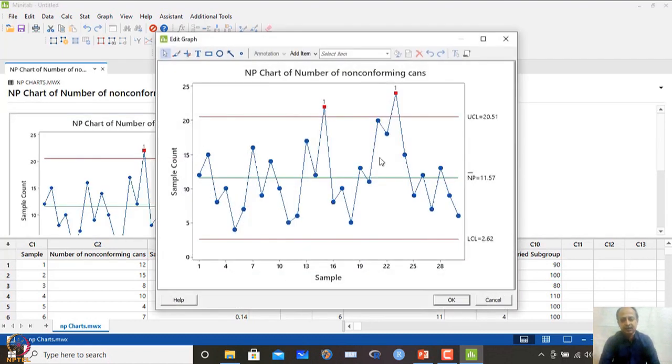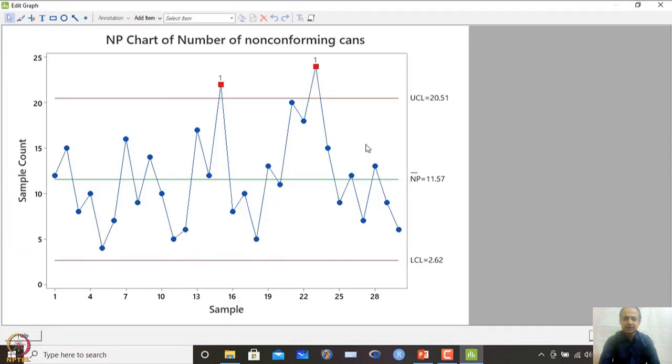This is the NP chart made by Minitab, and here you see the upper limit is 20. This is easily understood by the operator: 20 defectives. If it is going beyond that, then I should be very, very cautious. Out of 50, if more than 20 are defective, then something unnatural is happening. The average is around 11, so out of 50, my process is like that.